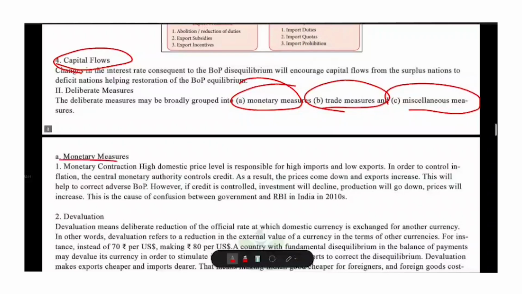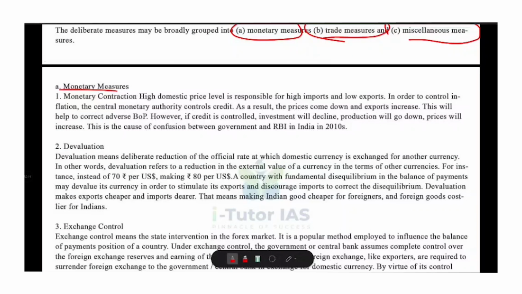Monetary measures. These involve actions related to money supply, currency and exchange rates, and examples include monetary contraction or expansion, devaluation or revaluation, and also exchange control. Monetary contraction or expansion means reducing money supply to control imports or increasing money supply to boost exports. Reducing money supply to control imports is called contraction, and increasing money supply to boost exports is called expansion.